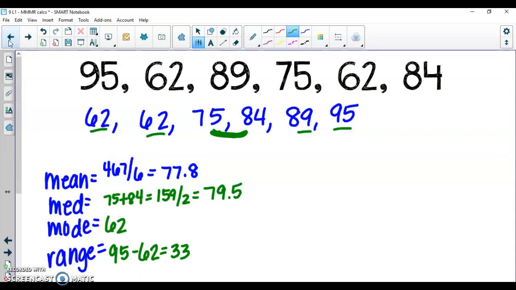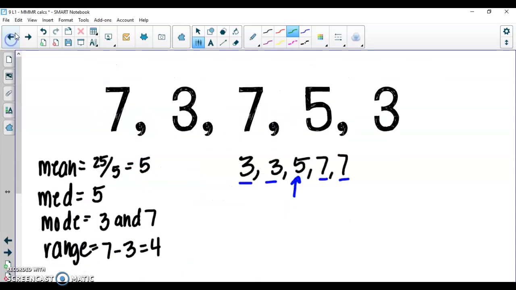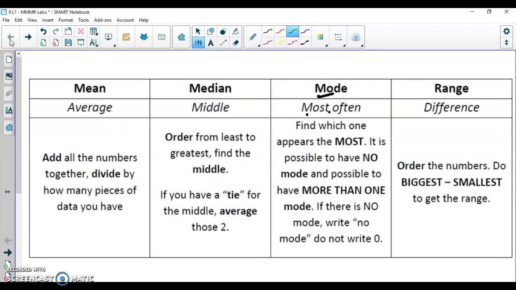That is your lesson for today on mean, median, mode, and range. Hopefully you'll agree they were pretty simple calculations there, things that you've seen before.